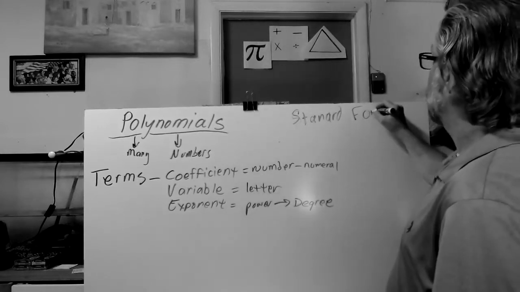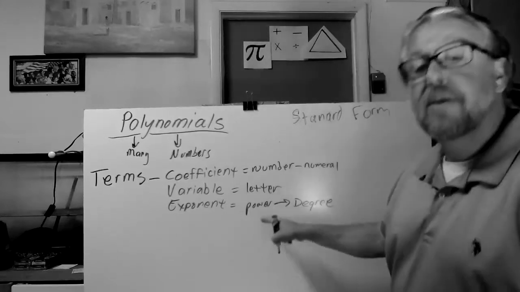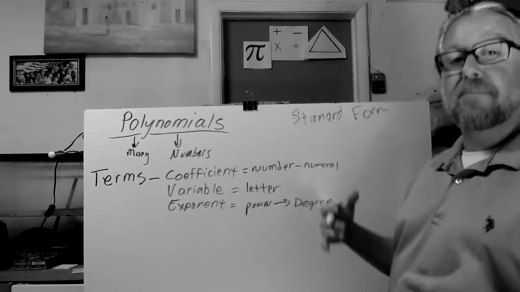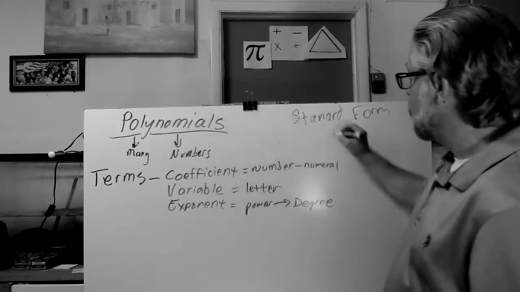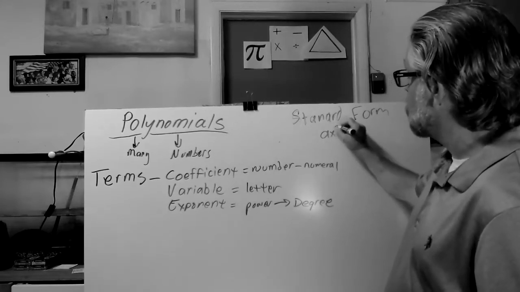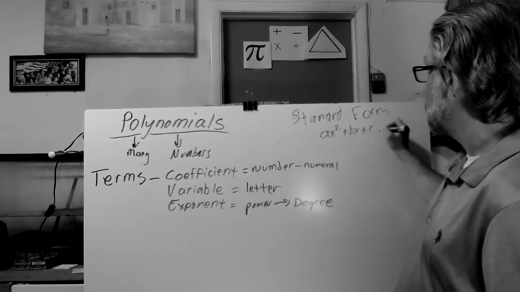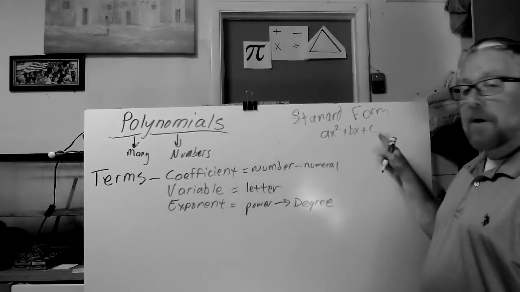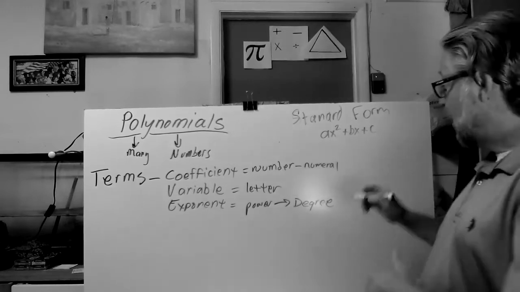Standard form tells us to use the exponent and write down the polynomial in descending order. You start with the biggest number and you go to the end. Standard form is exemplified with this: ax squared plus bx plus c. The largest exponent, the next largest exponent, the smallest exponent. That's standard form in descending order.